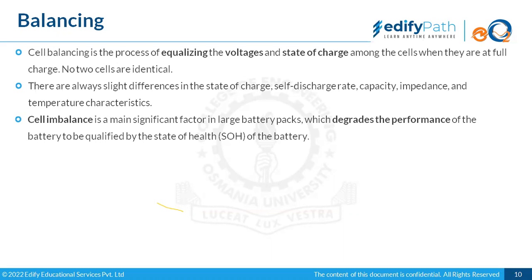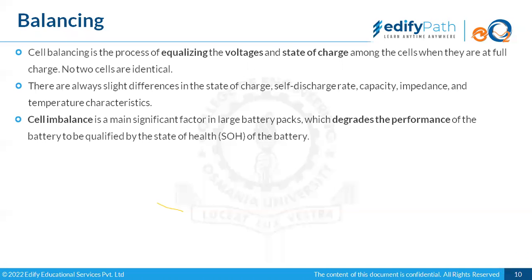So fit to use again. And again we could claim the same mileage we were getting earlier. So this is disbalancing of a battery.